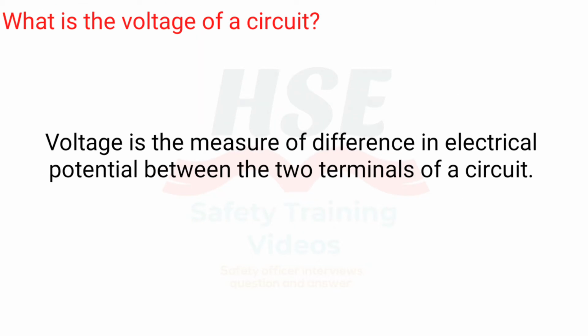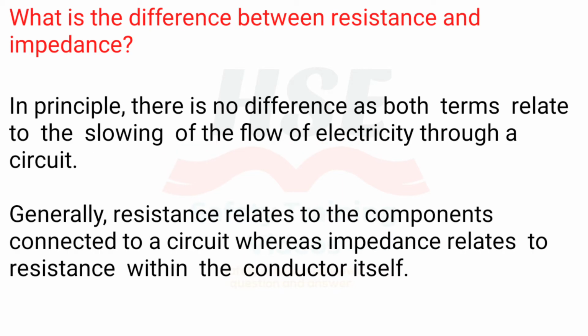What is the voltage of a circuit? Voltage is the measure of difference in electrical potential between the two terminals of a circuit. What is the difference between resistance and impedance? In principle, there is no difference as both terms relate to the slowing of the flow of electricity through a circuit. Generally, resistance relates to the components connected to a circuit whereas impedance relates to resistance within the conductor itself.